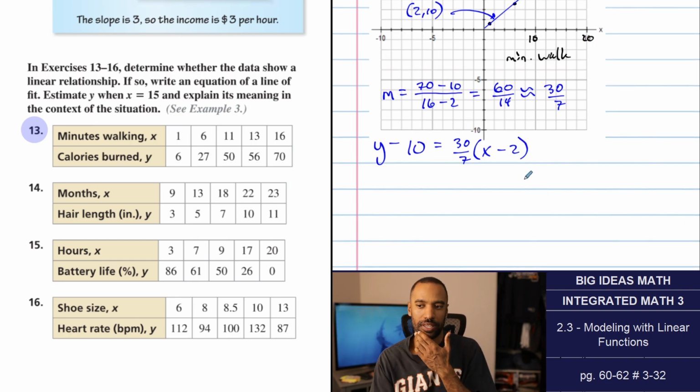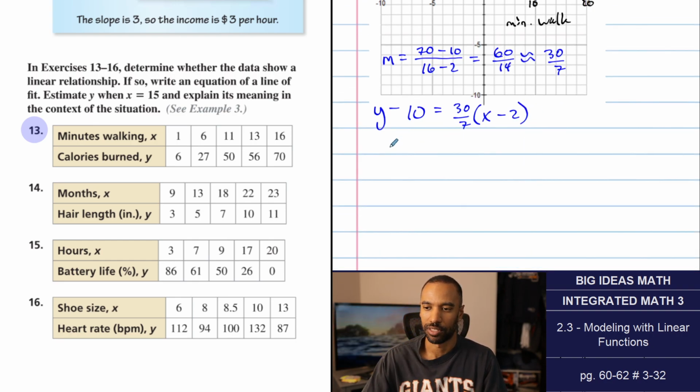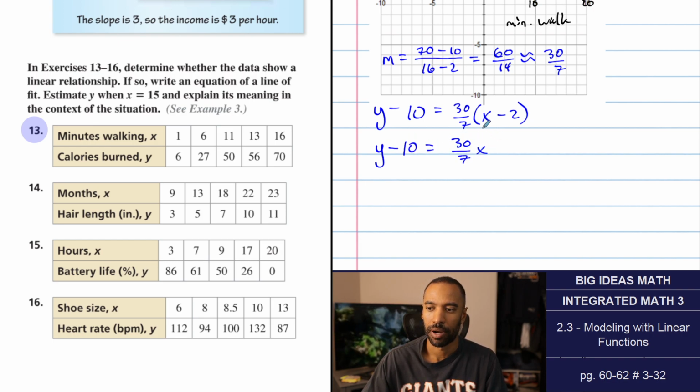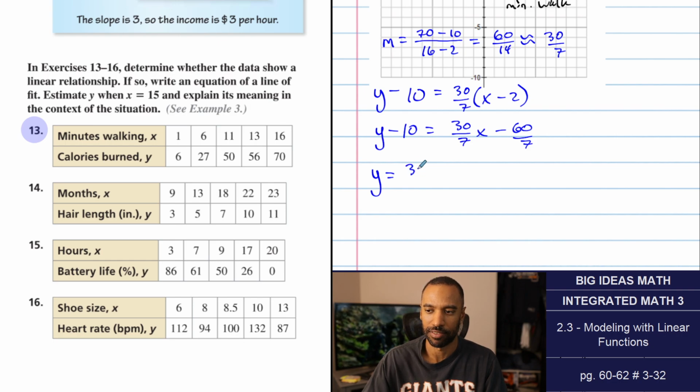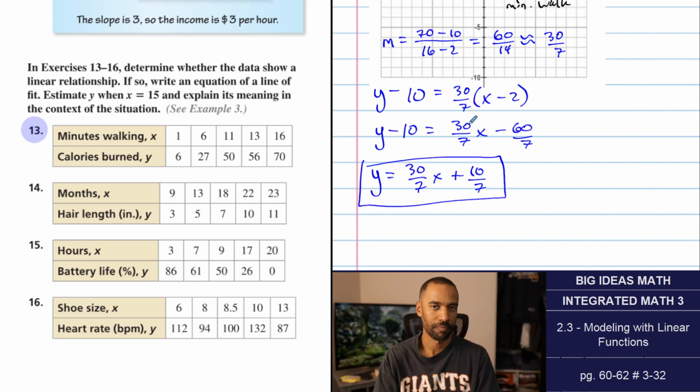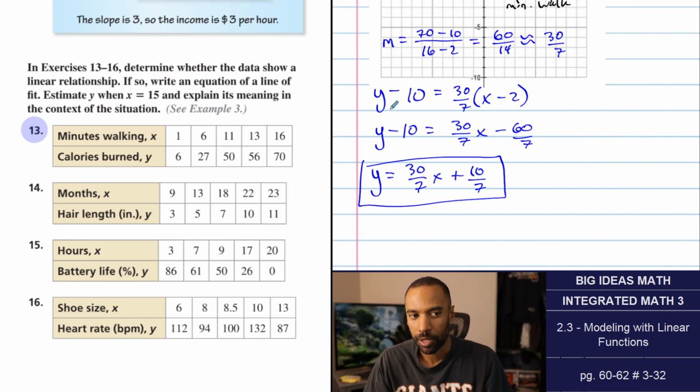The problem with this one is now we're going to have just some fraction stuff, and there's nothing I can really do about that unless I do rounding. And I don't know if rounding is the ideal way to do this, but I'm going to distribute this, and then I'm going to add 10 to both sides. Now 10 is also 70 over 7. So negative 60 over 7 plus 70 over 7 is 10 over 7. So here's my line of best fit without any rounding done. Now I'm going to round ultimately.